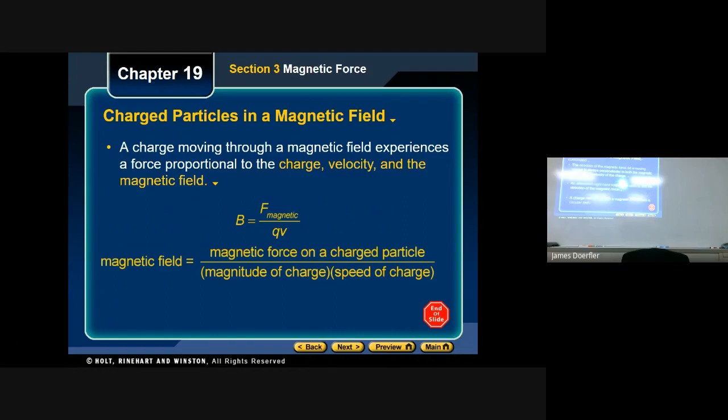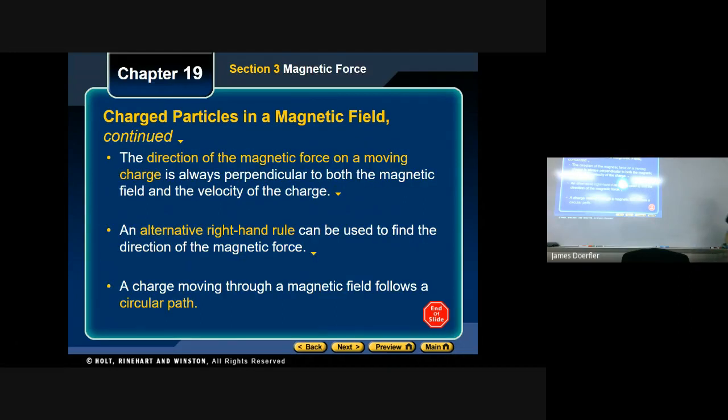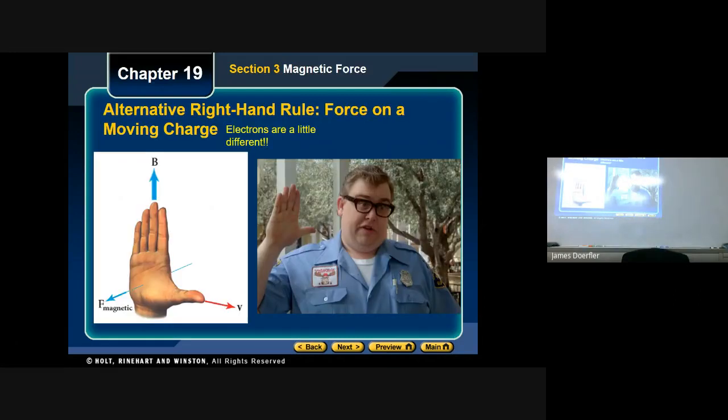Okay? So, the direction of the magnetic force on a moving charge is always perpendicular to both the magnetic field and the velocity of that charge. An alternative right-hand rule, there it is, can be used to find the direction of that magnetic force. A charge moving through a magnetic field follows a circular path. What path does it follow? Circular. Okay. Here's the right-hand rule.